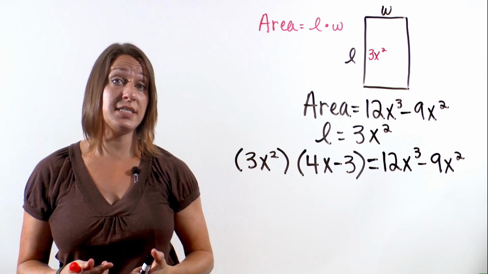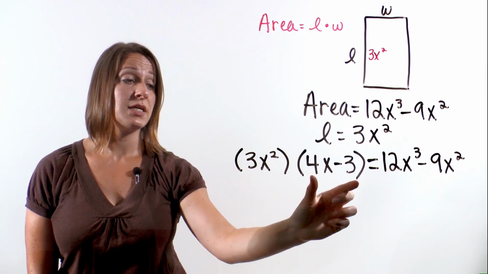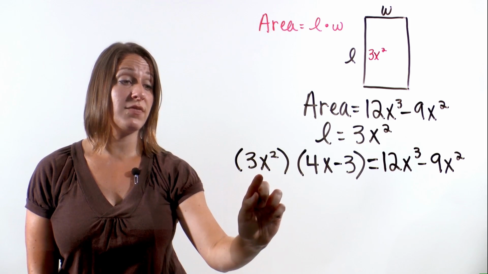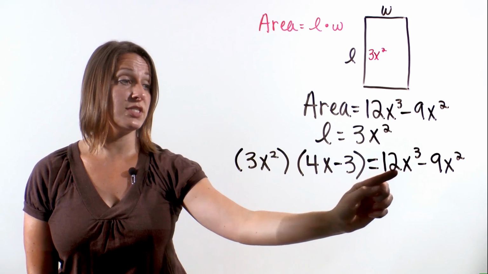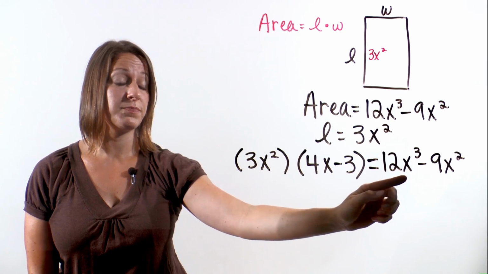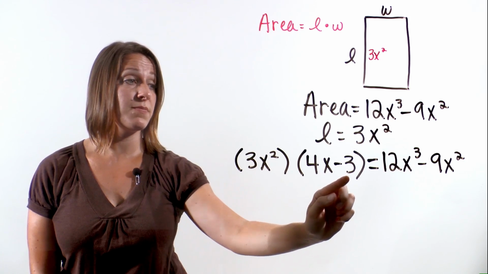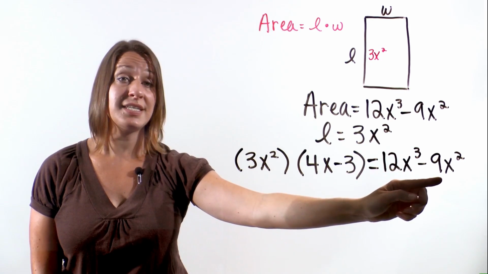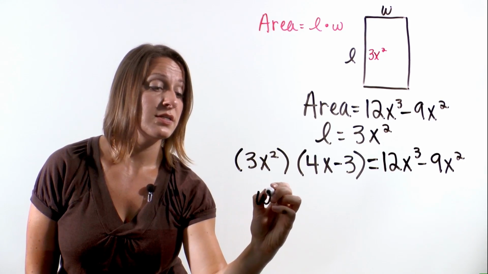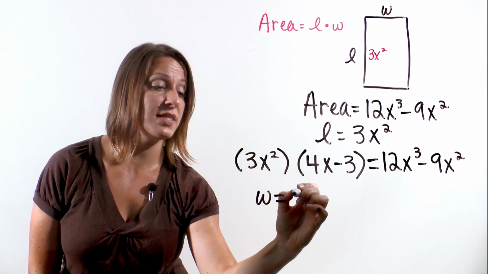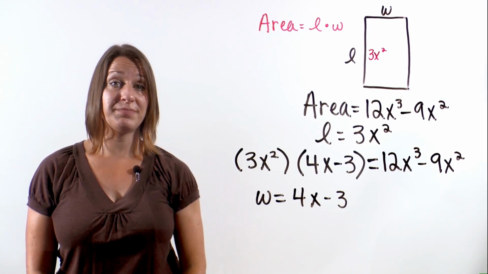So let's check to see if this is our correct width. If we were to multiply length times width, we'd have 3x squared times 4x, which gives us 12x cubed. 3x squared times minus 3 gives us a minus 9x squared. So the answer to this problem is our width equals 4x minus 3.